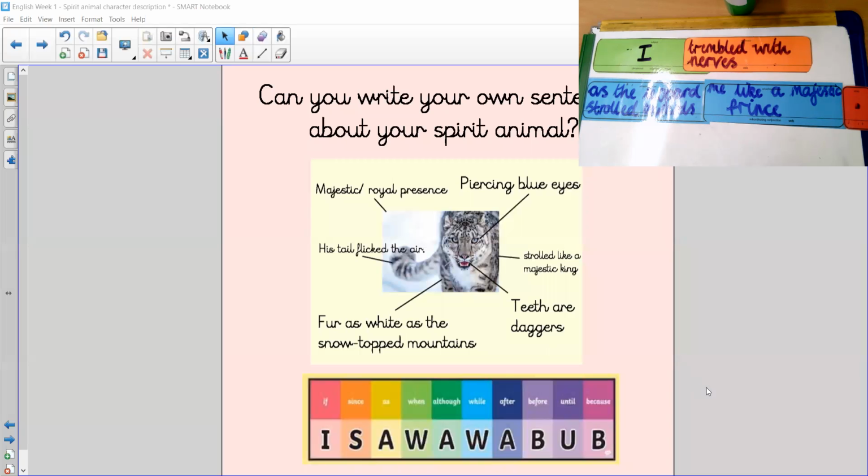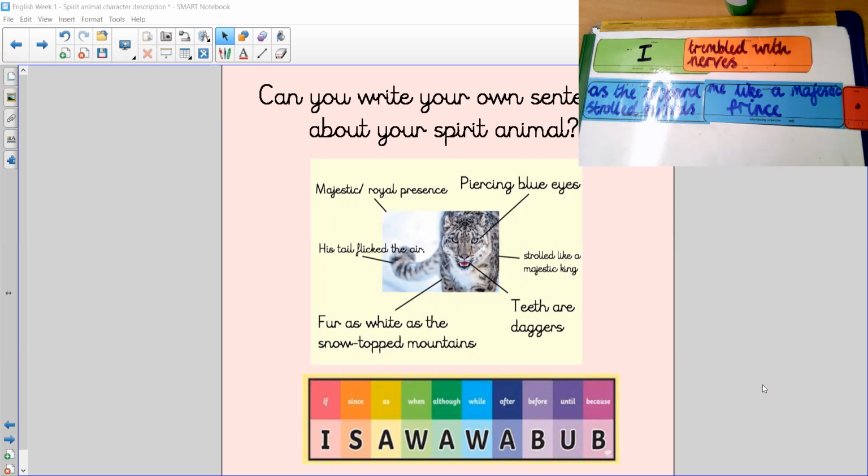Wonderful. So here we have, I've done my first example, and for my first one, I have put my subordinate clause at the end of my sentence. So I is my subject. I'm talking in first person because I am Asha. Trembled with nerves is my verb. I've trembled, which is my verb, so that's going to go on my predicate card. As the leopard strolled towards me like a majestic prince.